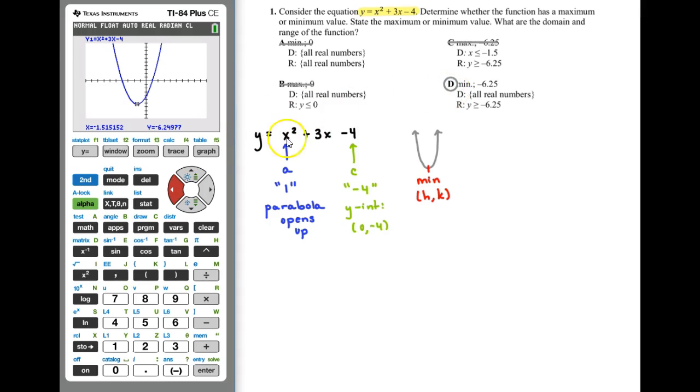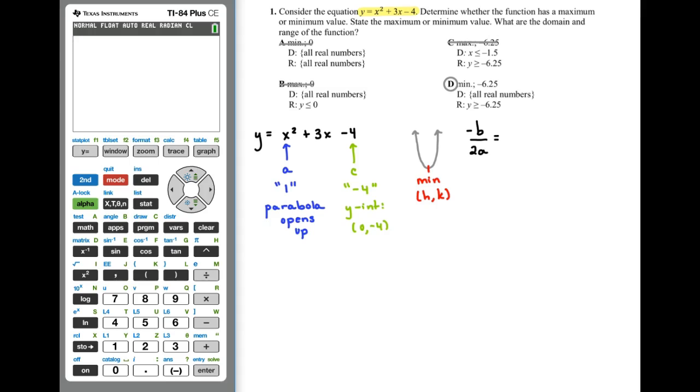Now, let's suppose that we didn't have the graphing calculator available to us. How can we go about finding this answer just the same? Well, we know a couple of things. We know that negative b over 2a is the ratio that gives us the x value of our particular vertex. So let's go ahead and fill in those values, and let's calculate the x value of our vertex exactly.